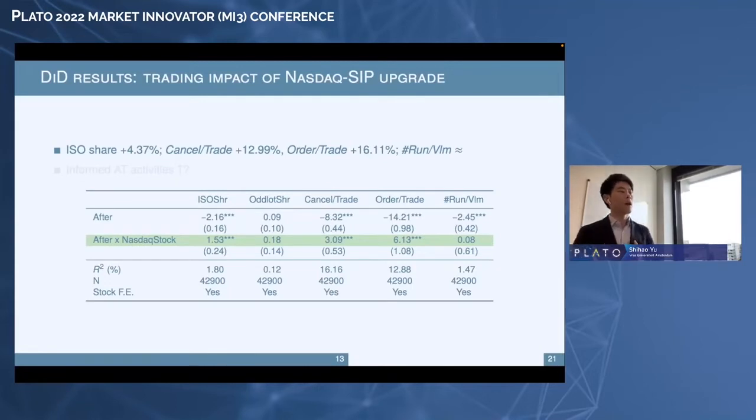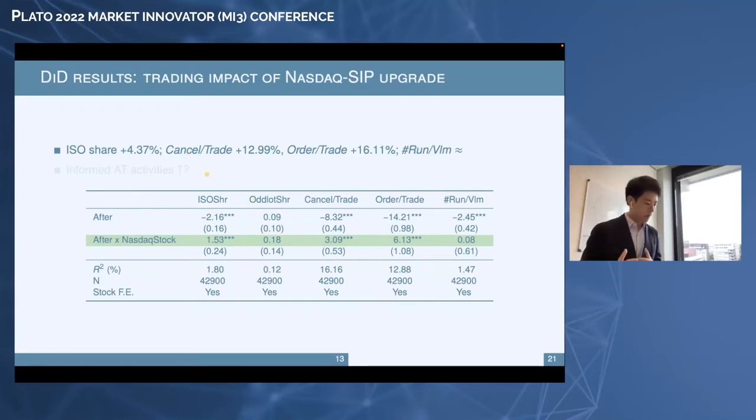right? If you remember, I look at the liquidity variables and also the trading variables. Here you see the cancel-to-trade and order-to-trade ratios have a very significant increase. In percentage terms, they're double digits. So if you believe that this tool captures AT or algorithmic trading activity, it seems to pick up quite a lot due to the upgrade. And in terms of HFT activity, proxied by the strategic runs measure, there's no change.